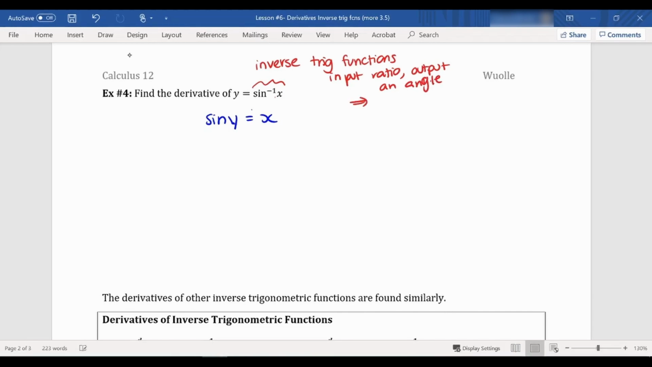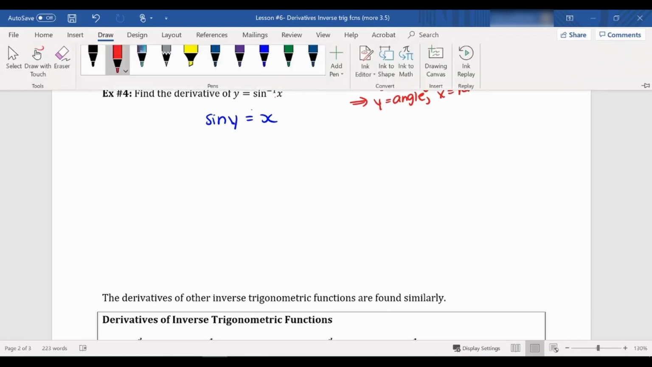So that means that y is an angle and x is a ratio. Okay, so if I rearrange this, we know that if we do a regular sine function, we're inputting an angle and outputting a ratio. So I'm going to rearrange this, and now I can do the derivative of this. Okay. So the derivative of a sine is cosine.